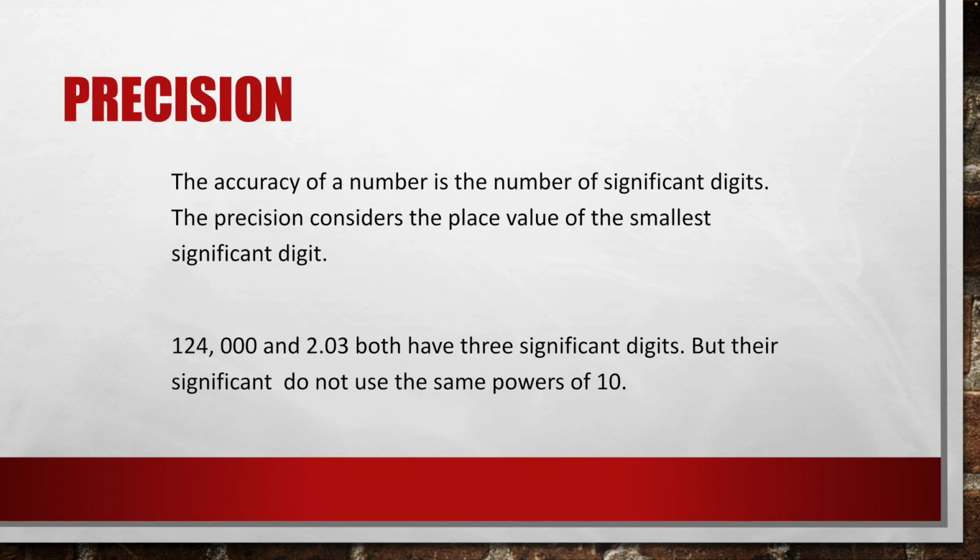Okay, precision depends on where the smallest significant digit is. So accuracy is the number of significant digits, but precision takes into account where that significant digit is. So for example, both of these numbers, 124,000 and 2.03, both have 3 significant digits. So they have the same amount of accuracy, but they do not use the same powers of 10. So this one would be considered more precise because the 3 is in the smallest place value.